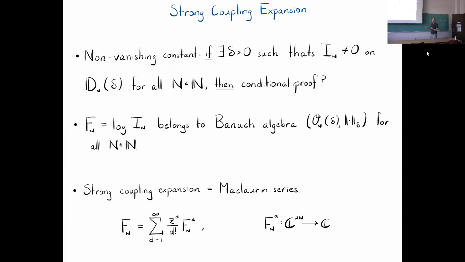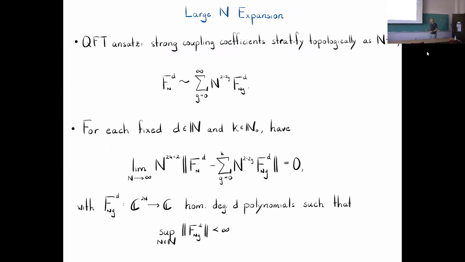So what that means is that if I wanted to actually do this, I need to have some kind of an idea about how each strong coupling coefficient behaves as n goes to infinity. And that's the large n ansatz, right? So the strong coupling coefficients supposedly stratify topologically as n goes to infinity. Each one of them has an asymptotic expansion in powers starting at n squared and going down, where this FNGD is some other polynomial in the external field parameters, which first of all is bounded, right? So if you evaluate the modulus of this polynomial on any complex numbers of modulus at most 1, it is bounded in n. And this has an error term that goes to 0, right?